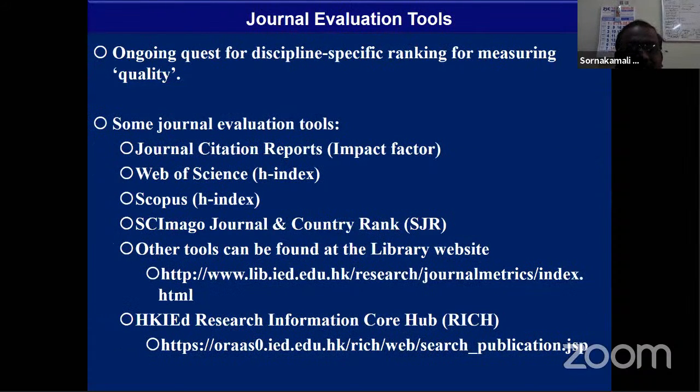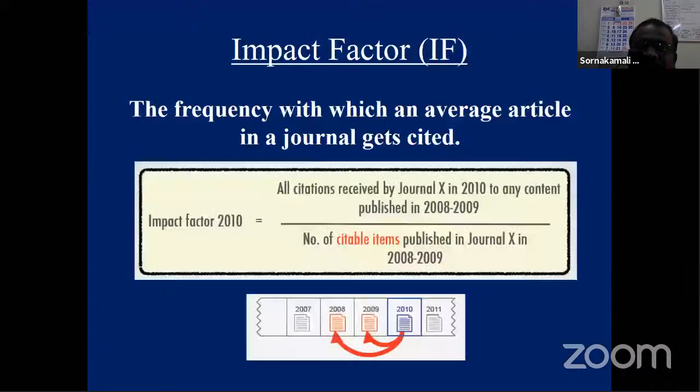As I said earlier, journals can be evaluated by the JCR report. Then there is Web of Science, h-index, then Scopus by Elsevier, then the SCImago Journal and Country Rank system. Other tools are least important. Then, how to calculate the impact factor? It is the frequency with which an average article in a journal gets cited.